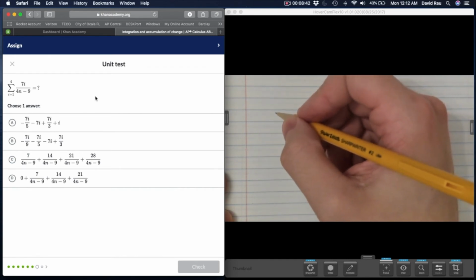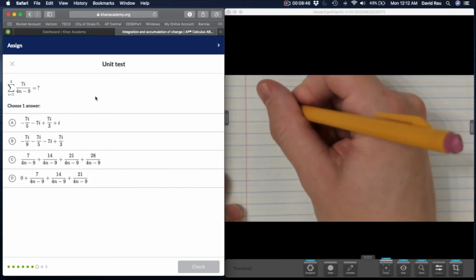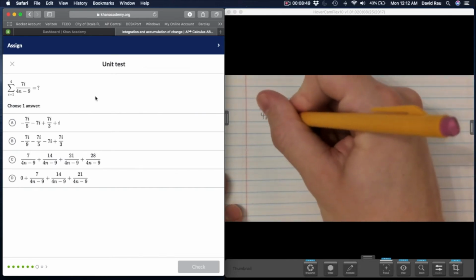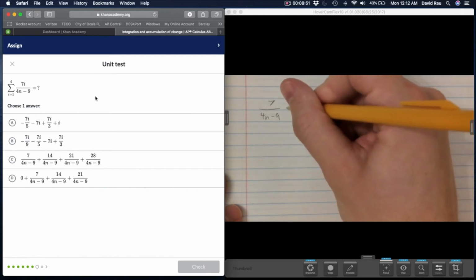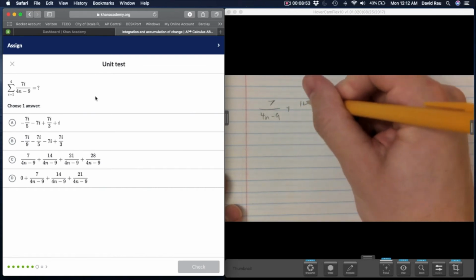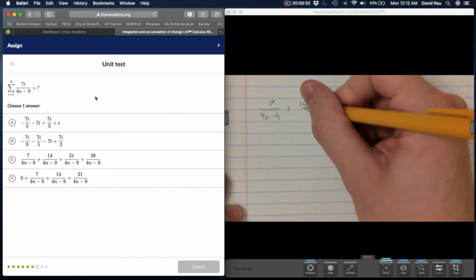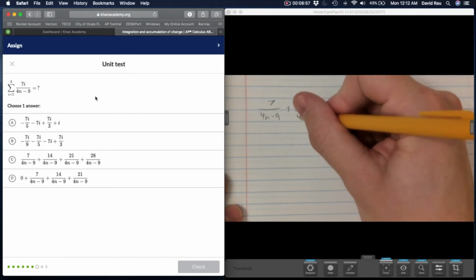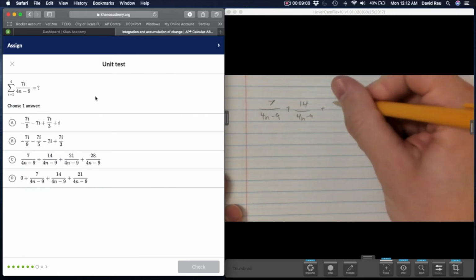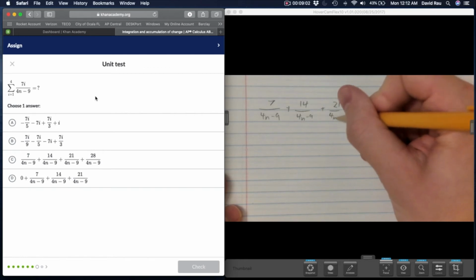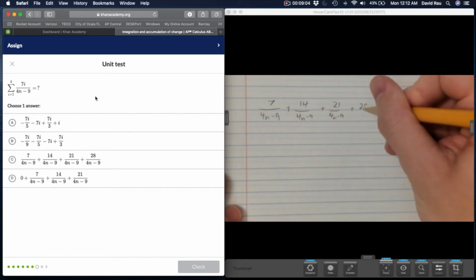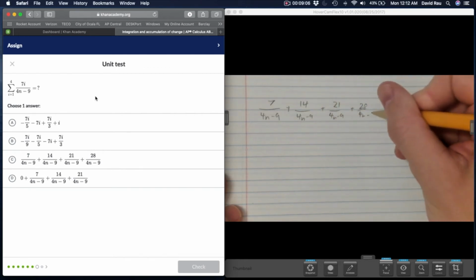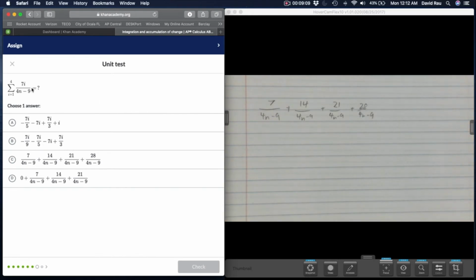So for the first one, you would actually just be replacing the i in the numerator, so now you have 7 over 4n minus 9. The next term would be 14 when you plug in 2, over 4n minus 9, plus 21 over 4n minus 9, plus 28 over 4n minus 9. You're just replacing i with the starting value and every integer in between until you get to the highest value.